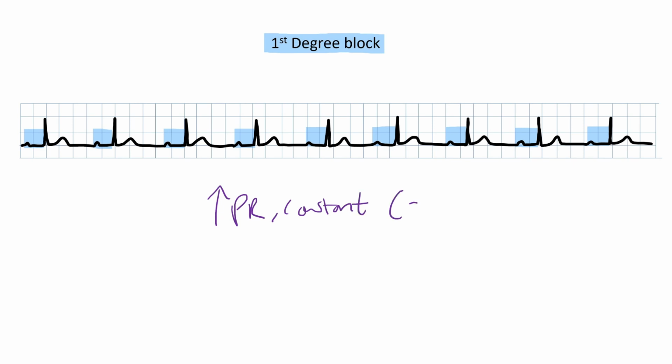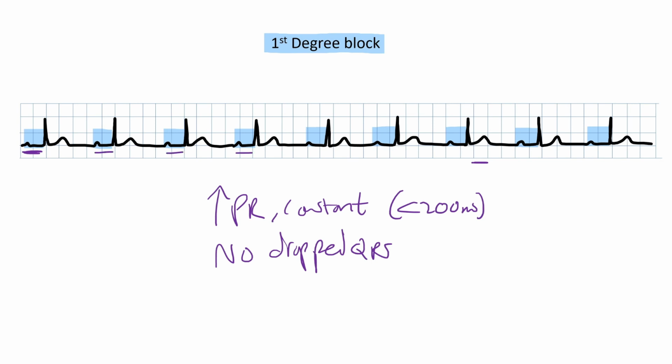Remember, the PR interval should be less than 200 milliseconds, and one of these boxes is 200 milliseconds. Also, there should be no dropped QRSs. Now, if we have a look at this rhythm here, we see that the PR interval is clearly wider than one box, so therefore we have PR prolongation. Each of these PR intervals are roughly the same, and each P wave is followed by a QRS. So therefore, this is first degree AV block.